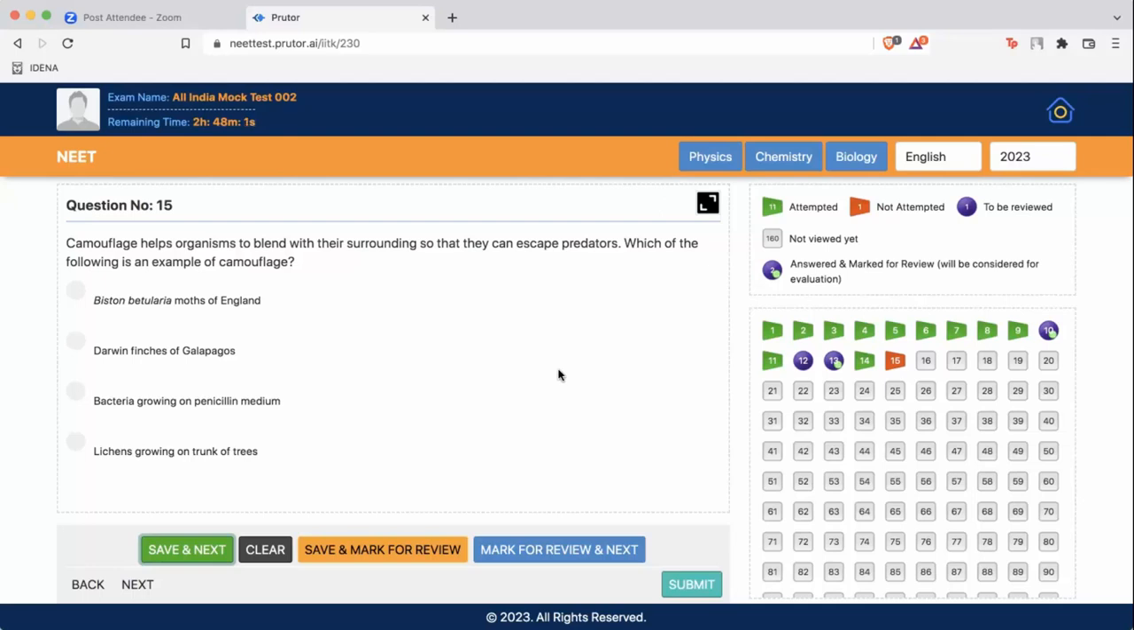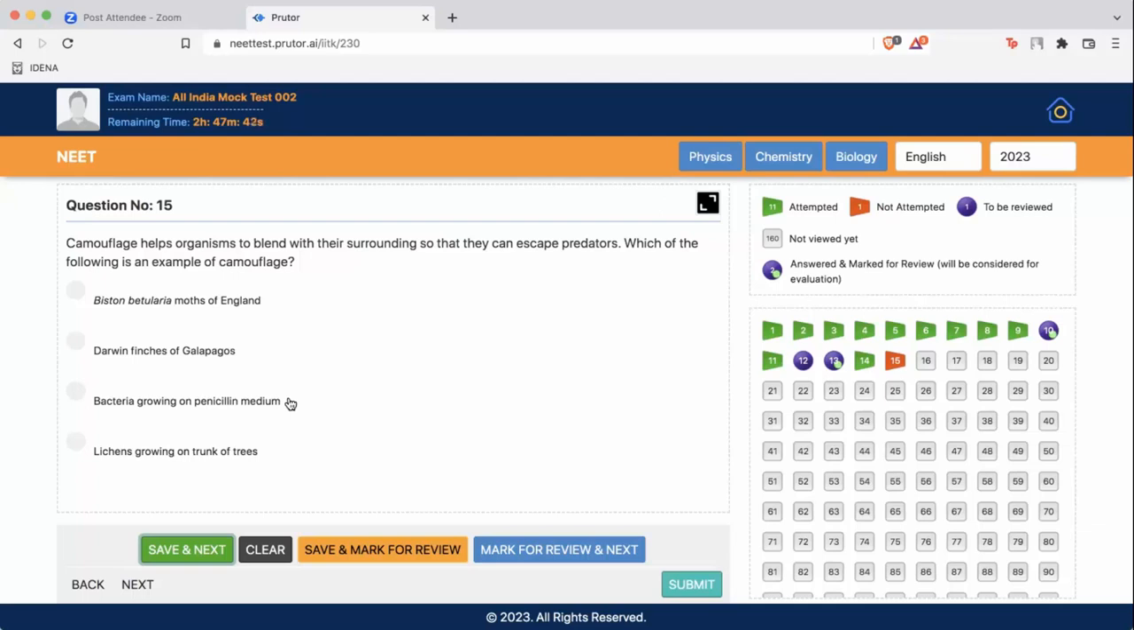Bacteria growing on penicillin medium, lichen growing on trunks of trees, Darwin's finches of Galapagos, and Biston betularia moths of England. Darwin's finches are not an example. Bacteria growing on penicillin medium, not an example. Lichens growing on the trunks of trees.